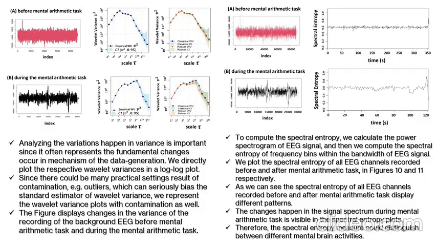As we can see, the spectral entropy of all EEG channels recorded before and after the mental arithmetic task display different patterns. The changes that happen in the signal spectrum during the mental arithmetic task are visible in the spectral entropy plots. Therefore, the spectral entropy measure could distinguish between different mental brain activities.